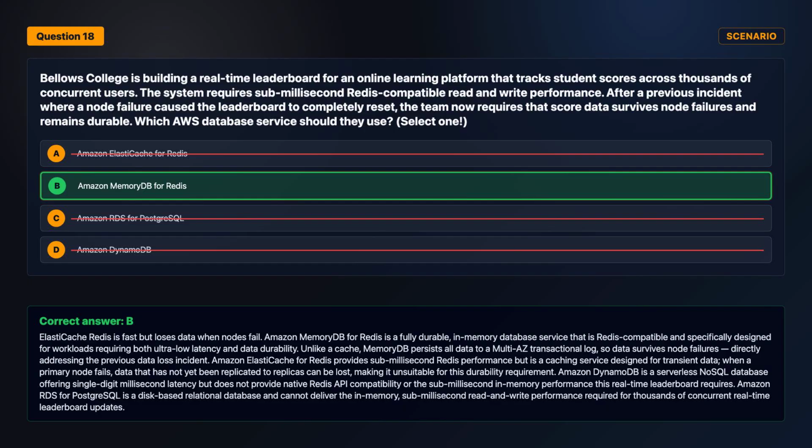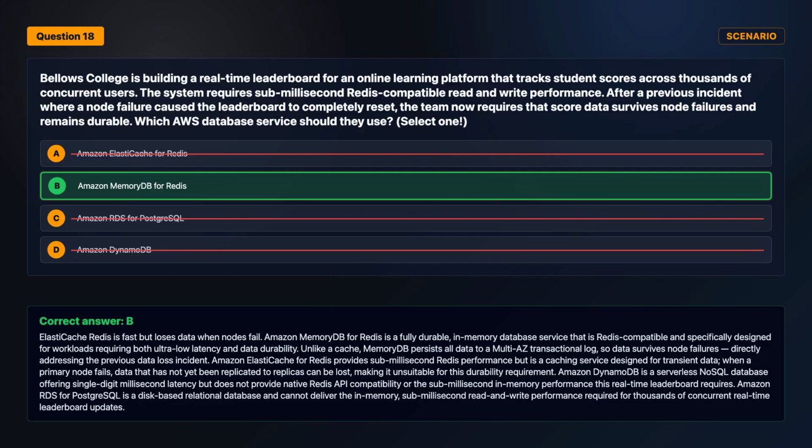Amazon ElastiCache for Redis provides sub-millisecond Redis performance, but is a caching service designed for transient data. When a primary node fails, data that has not yet been replicated to replicas can be lost, making it unsuitable for this durability requirement.